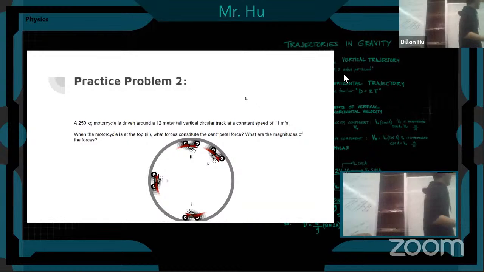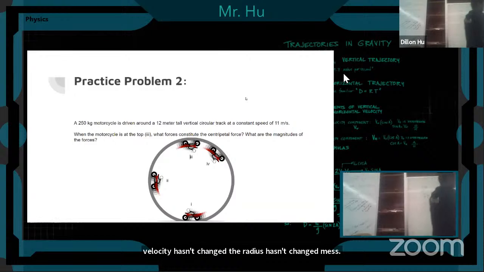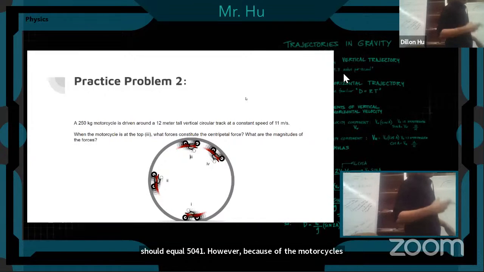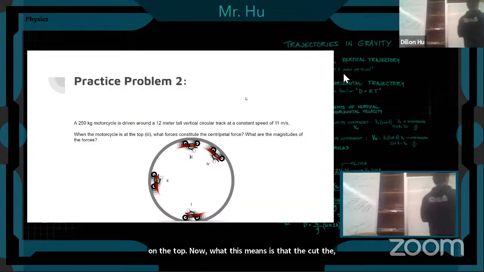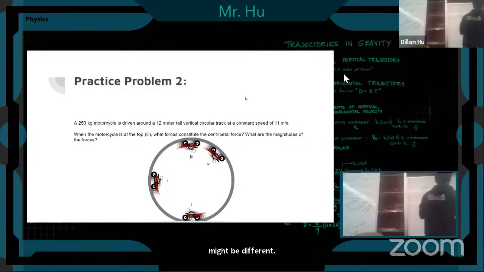So some things are the same. First off, the amount of centripetal force in the problem will be the same. It's still going to be 5,041, right? That's because the object is moving around in a circle. The velocity hasn't changed. The radius hasn't changed. The mass has changed. So all of the forces added together should still equal 5,041. However, because the motorcycle is on the top now, the individual contributions to this centripetal force might be different. And so in this particular case, now let's look at this problem here.